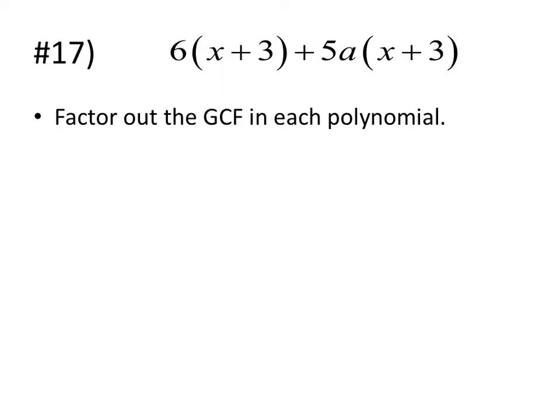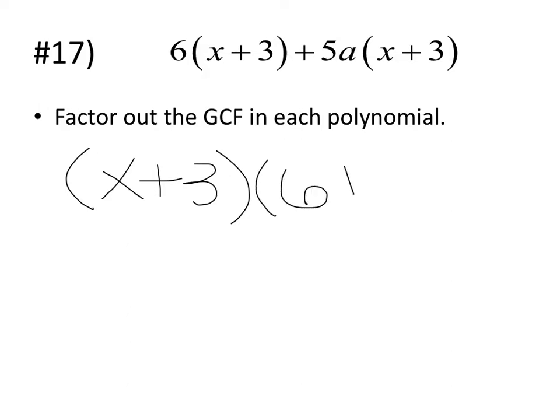Okay, now here, they want us to factor out the GCF of each polynomial. Now, notice that they both have an x plus 3 in common. They're trying to lead us into when we're going to factor by grouping. So what they want us to do is factor out an x plus 3 because they both have an x plus 3 in common. So we're going to bring an x plus 3 out front, and then what do we have left after that? We have a 6, and we have a plus 5a. So your answer is x plus 3 times 6 plus 5a, and you're going to see how that's going to work later on when we do factoring by grouping.